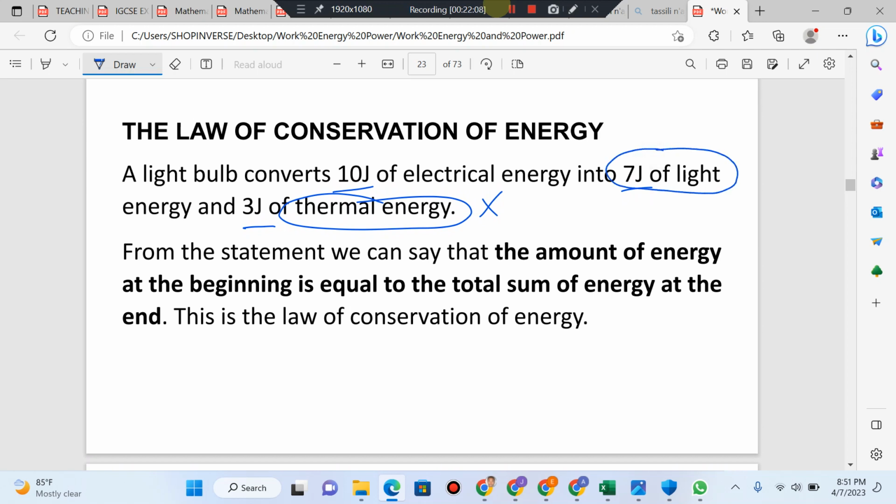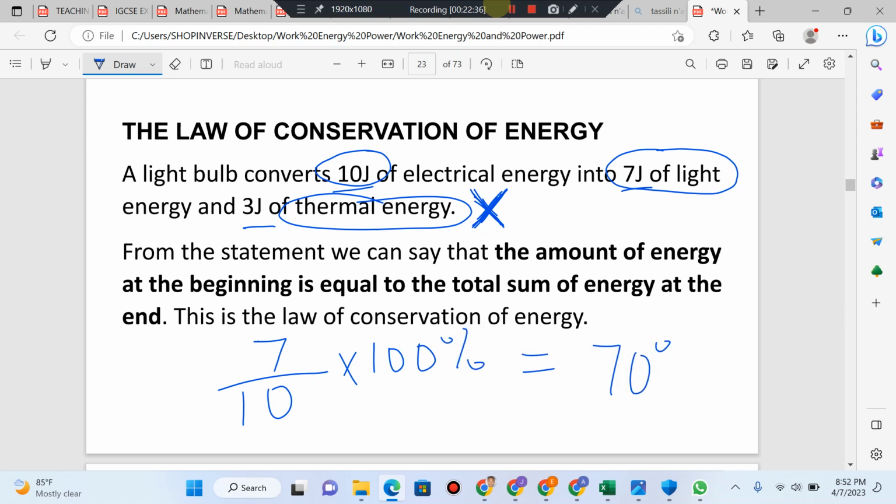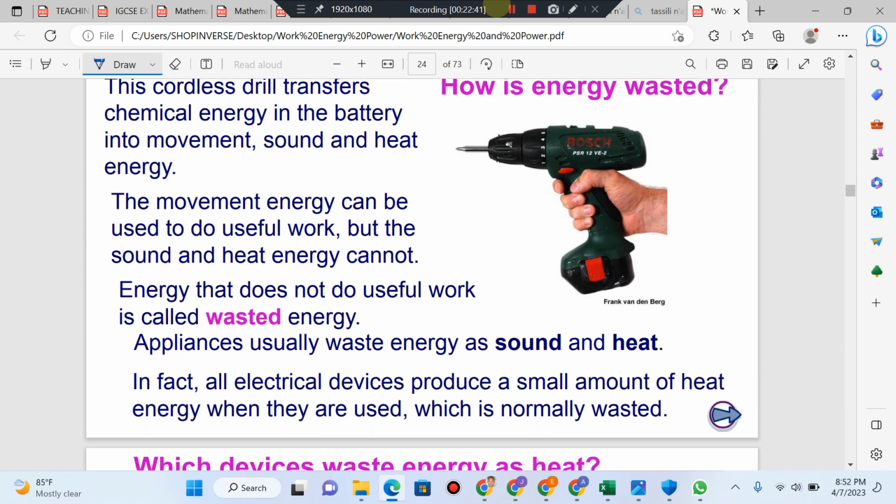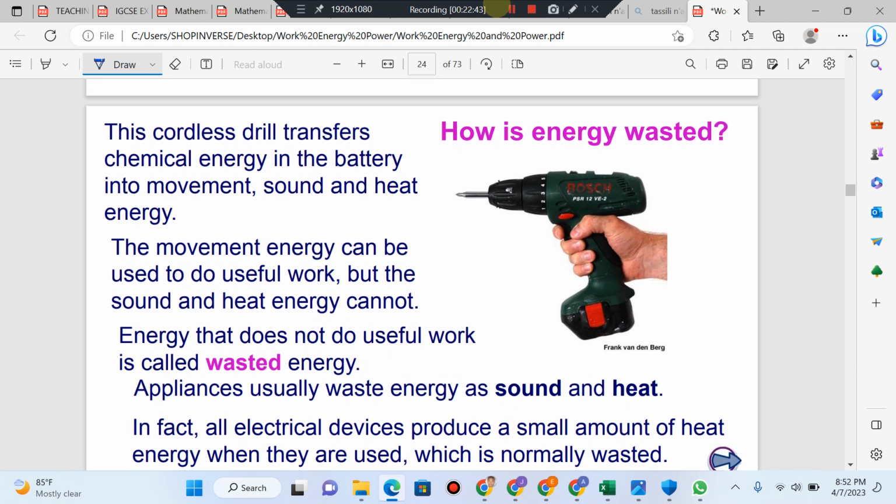So the fact that the useful energy is lower than the total input energy does not mean that energy has been lost. No, the thermal energy has not been lost. Sorry, it does not mean energy has been destroyed. The thermal energy has not been destroyed. It is only in a form that is not useful to you. If you were to calculate the efficiency, that's the useful energy divided by total input energy multiplied by 100%. That simply means this bulb is 70% efficient. Okay, good. That is the point.